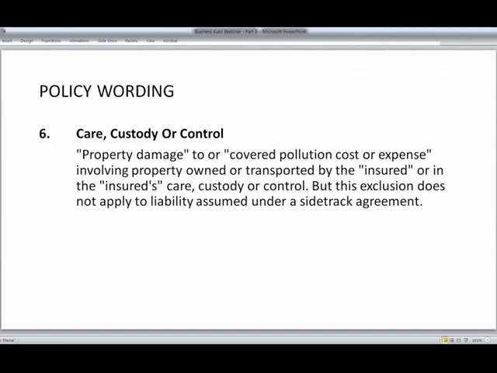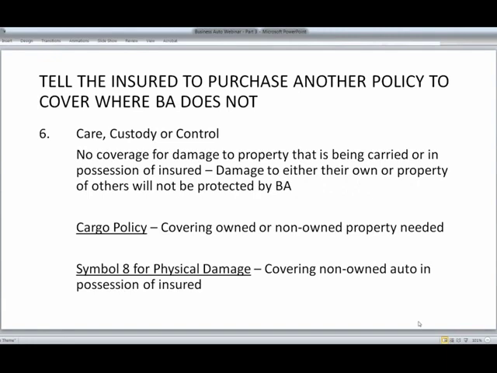Exclusion 6. We do not cover property damage to, or pollution costs or expense involving, property owned or transported by the insured or in the insured's care, custody, control. But this does not exclude liability assumed under a sidetrack agreement. That is where you hold the railroad harmless for using their sidetrack, and they have box cars on the railroad sidetrack. That's a part of the insured contract. So we do not cover that property.